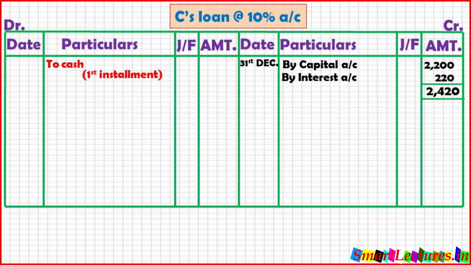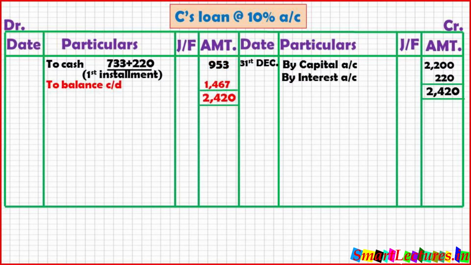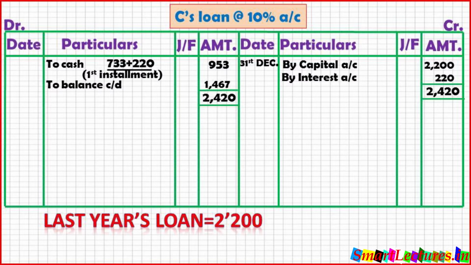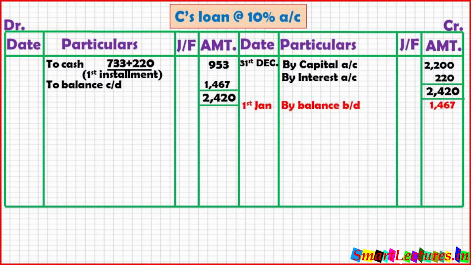So on the debit side, to cash, and that will be first installment. In the inner column you can write down, and the amount will be 733 plus 220, because today we have to pay interest 220 as well as 733 principal. So to cash will be 953. So to balance CD 1,467. It means last year our loan was 2,200. Now our remaining loan is 1,467.